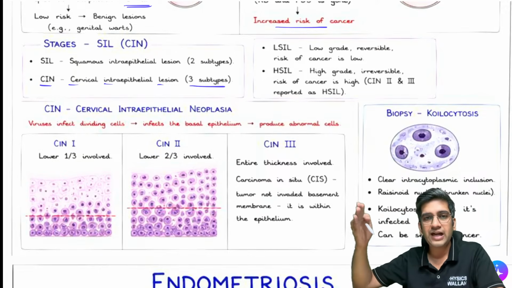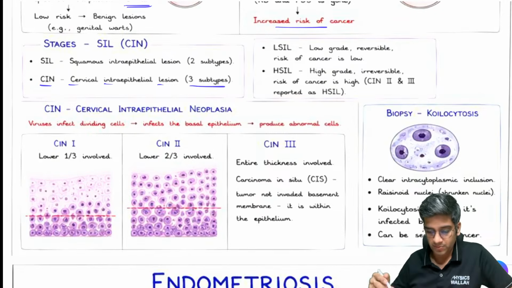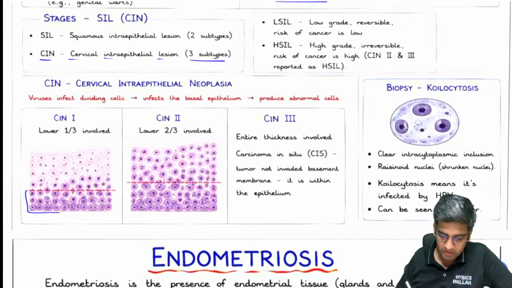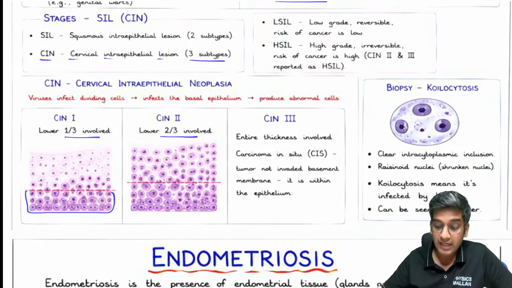Can anyone tell me the other name of CIN 3? That is carcinoma in situ. Like you can see in the image below, you have dysplasia in the lower 1/3. You have dysplasia in the lower 2/3. The dark ones are the dysplastic ones, right? And in CIN 3 the entire thickness is involved.